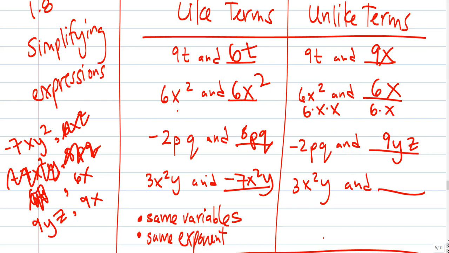And 3x squared y is not like negative 7xy squared. Even though it has the same variables, an x and a y, they have to have the same exponent. This is really 2 x's and a y. And this one is negative 7, an x and 2 y's. The variables are not the same if the exponents are not the same on them. Okay? So that's kind of our big definition. And then we're going to look at, I think, just 5 examples of what we're going to do with them. When we have like terms and unlike terms, we can combine them.